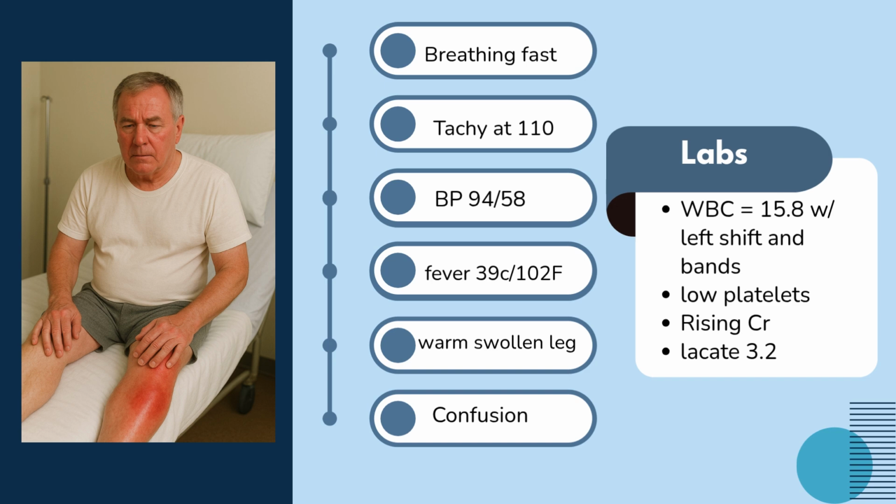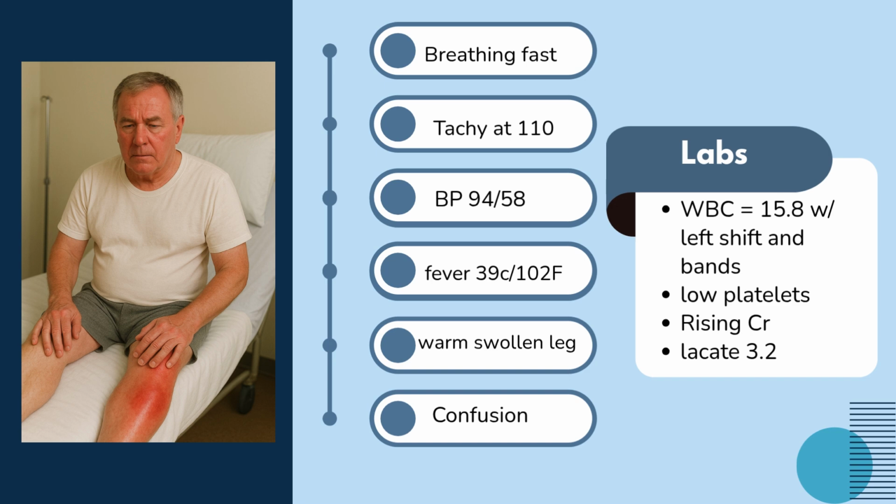On exam, he's drowsy, but he answers questions. He's breathing fast at 28 per minute. His heart rate is 110 and his blood pressure is 94/58. His temperature is almost 39 degrees Celsius. When you examine his leg, his left lower leg is swollen, red, warm, and it's starting to blister.